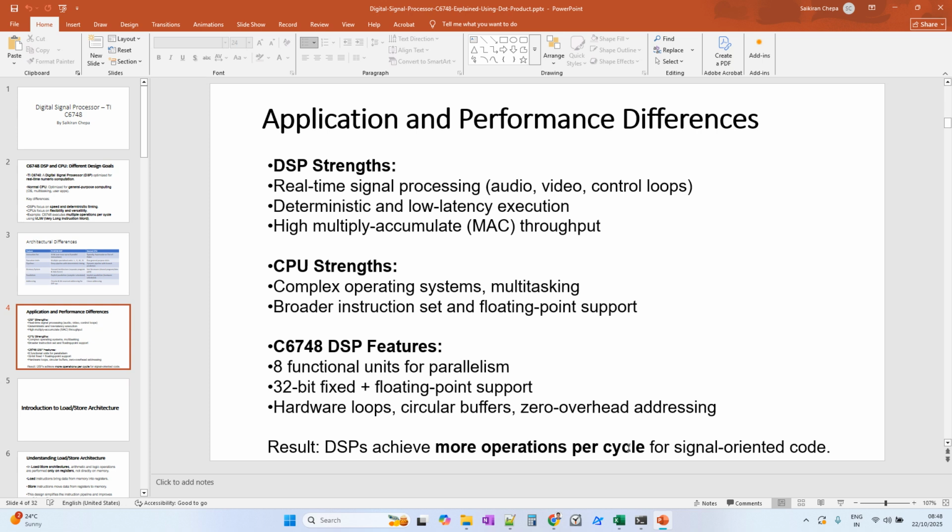In a DSP we can achieve more operations per cycle for signal oriented code. Signal oriented code means, for example, audio or speech. So signal oriented FIR filters, IIR filters, convolution, or matrix multiplication, all those things. More operations per cycle we can do in the case of DSP, which is not possible in the case of a CPU.